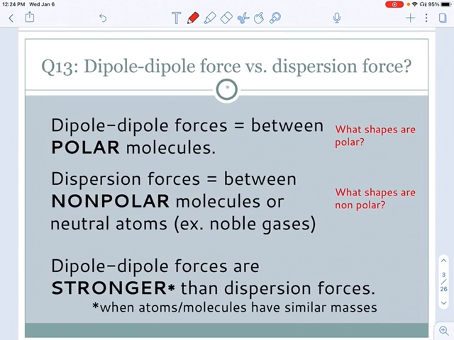Okay, so we've already learned about dispersion forces. How do dipole-dipole forces compare to dispersion forces? Well, dipole-dipole forces are found in polar molecules, whereas nonpolar molecules only have dispersion forces. And dipole-dipole forces are stronger than dispersion forces. So what does this mean? It means that polar molecules are going to have stronger forces of attraction between them than nonpolar molecules in general.